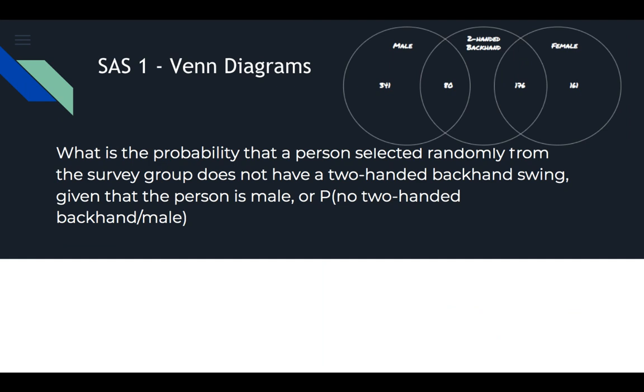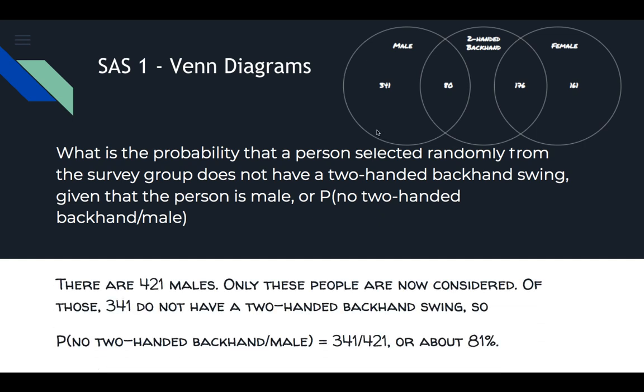What is the probability the person selected at random from the survey group does not have a two-handed backhand swing, given that the person is male? Or probability no two-handed backhand and male. That is this section right here, 341. And I believe that is the answer. 341 do not have a two-handed backhand swing, so 341 over 421, or about 81%.